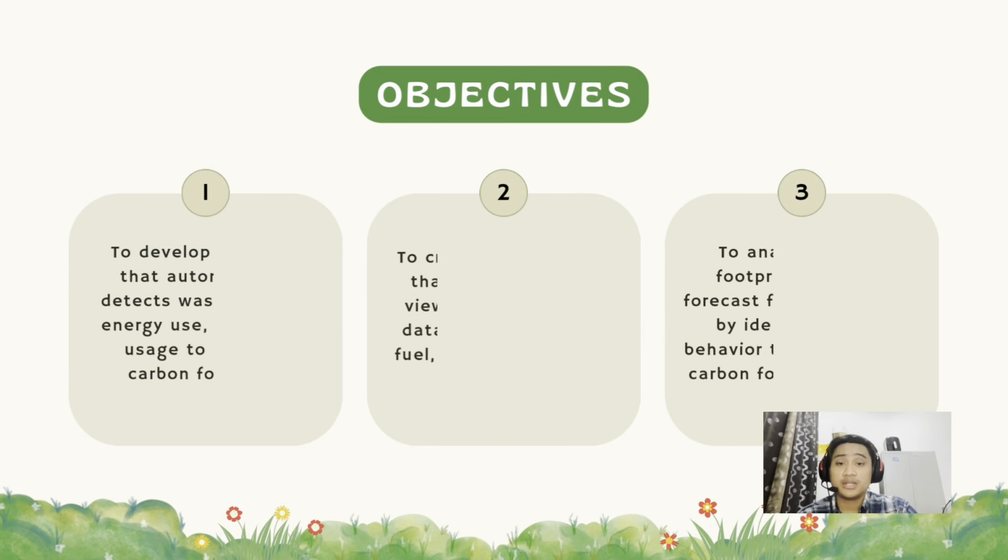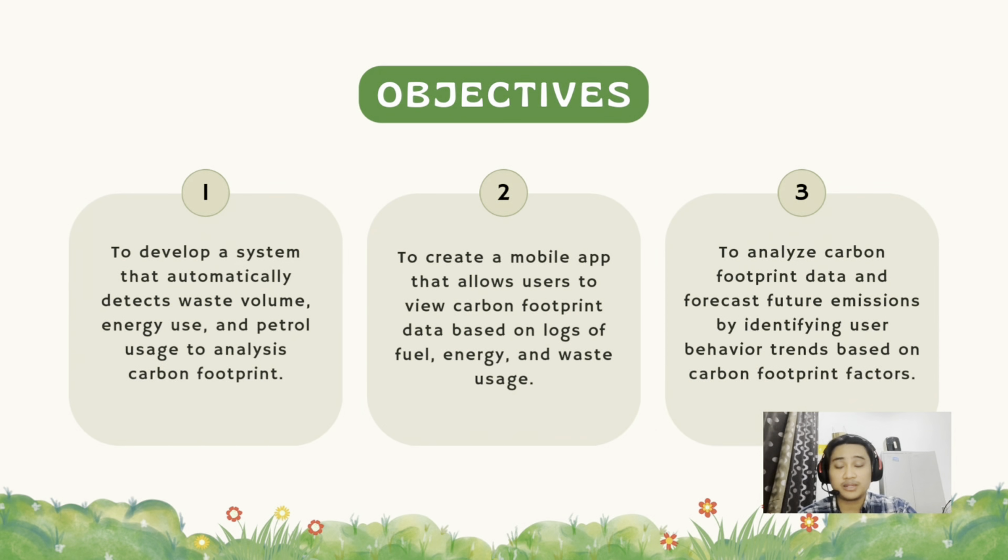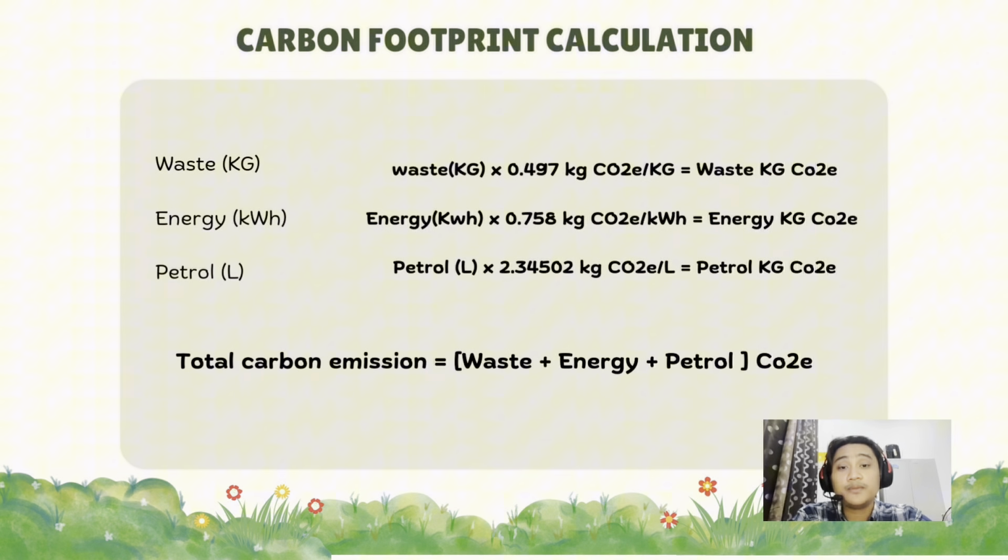We move to the objectives. There are three objectives in this project. The first one is to develop a system that automatically detects waste volume, energy usage, and petrol usage to analyze carbon footprints. The second one is to create a mobile app that allows users to view carbon footprint data based on logs of fuel, energy, and waste usage. And the third one is to analyze carbon footprint data and forecast future emissions by identifying user behavior trends based on carbon footprint factors.